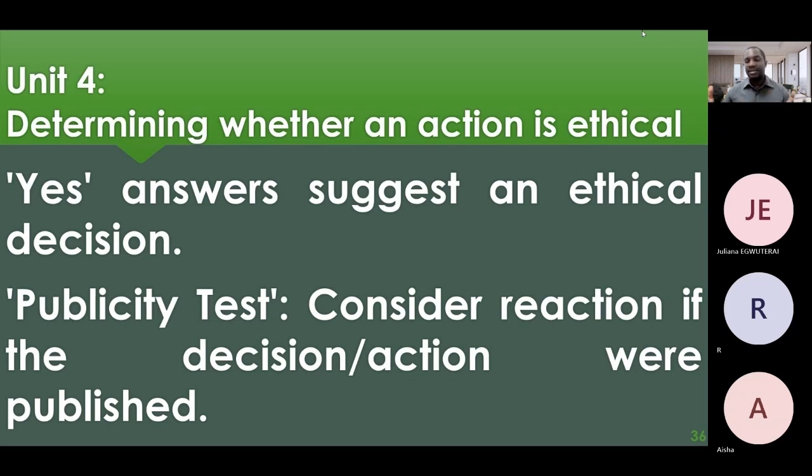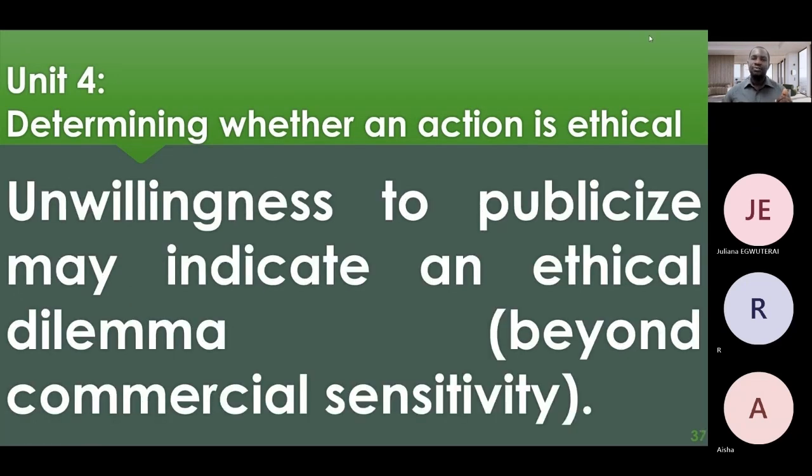And the 5th test is the publicity test. If they come out and say, this is what you did, this is how you reacted, this is how you decided, will the public, if it's published in the newspaper, get you accolades? Will it get you good applause from the public that, oh, you made the right decision and that was very good? So you need to consider these as tests to determine whether your actions are ethical or not.